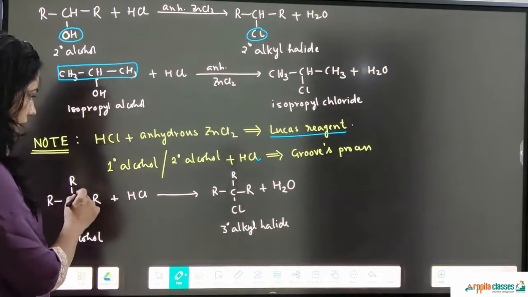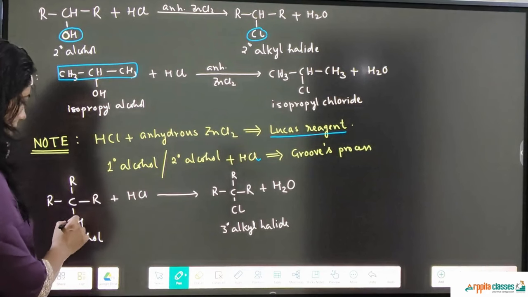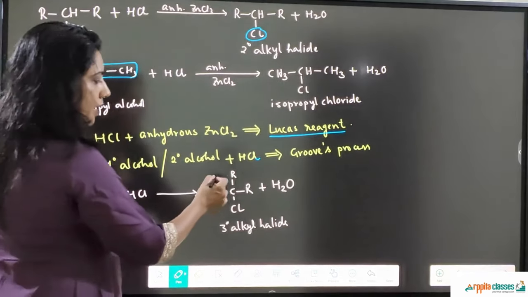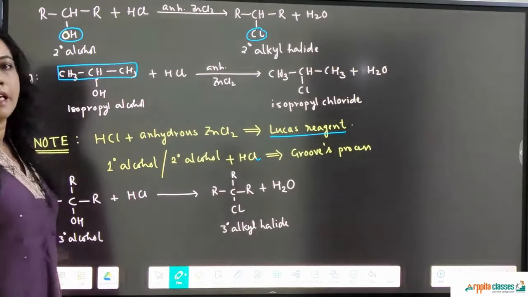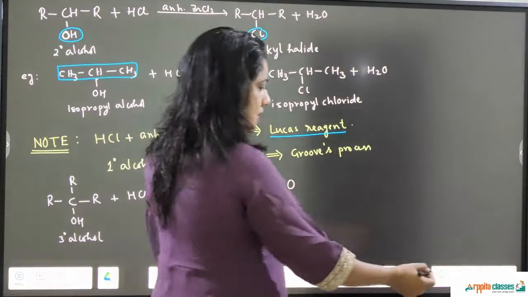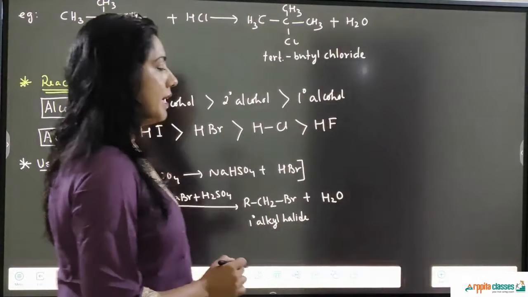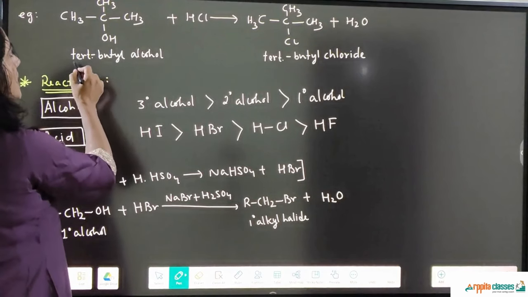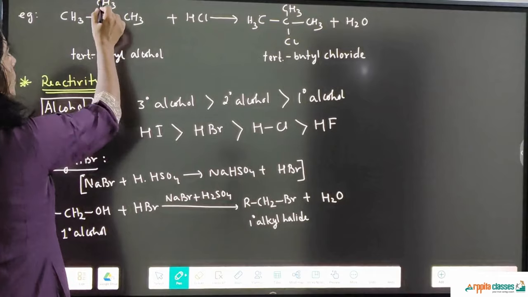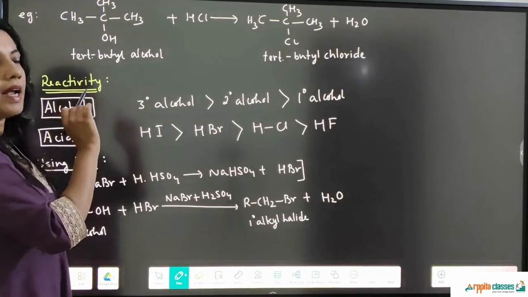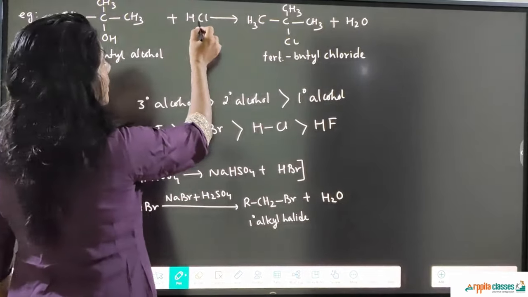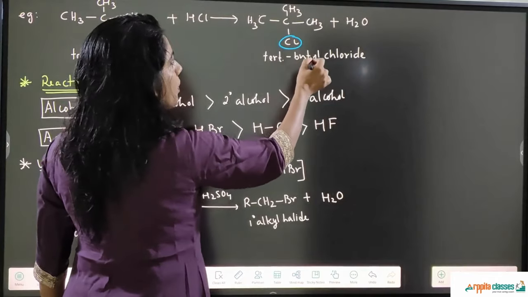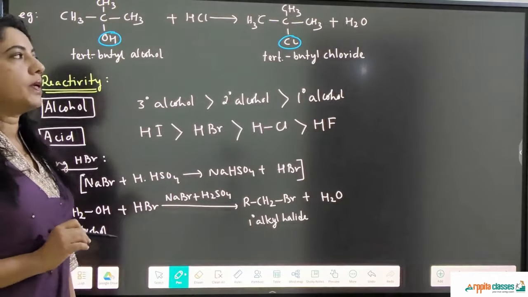Now if you have a 3 degree alcohol R3COH, you can see this is a 3 degree alcohol plus HCl, which will give you 3 degree alkyl halide plus H2O. So this is the first method, by using HCl. Now this is the example of a 3 degree alcohol. This is tertiary butyl alcohol: 1, 2, 3, 4. You are treating it with HCl, the OH is substituted by Cl. So you are getting tertiary butyl chloride, and a water molecule is coming out.